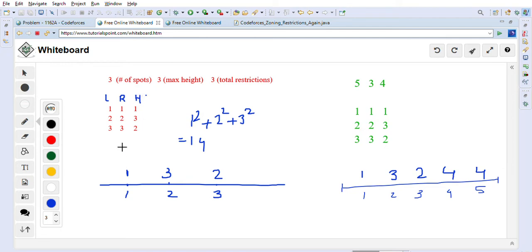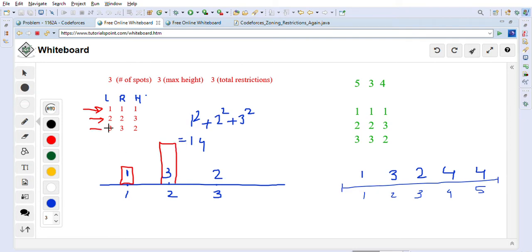So let's go one by one through the zoning restrictions. In the first zoning restriction, we can build height 1 in the range 1 to 1, which means spot 1. So we can build a house of height 1 at this location. Let's draw a square. For example, this is height 1 we can build here. Then for the second one, the restriction is from 2 to 2, which means only the second spot, and the maximum height is 3. So we can build house 2 with maximum height 3. Let's say this is the height 3.